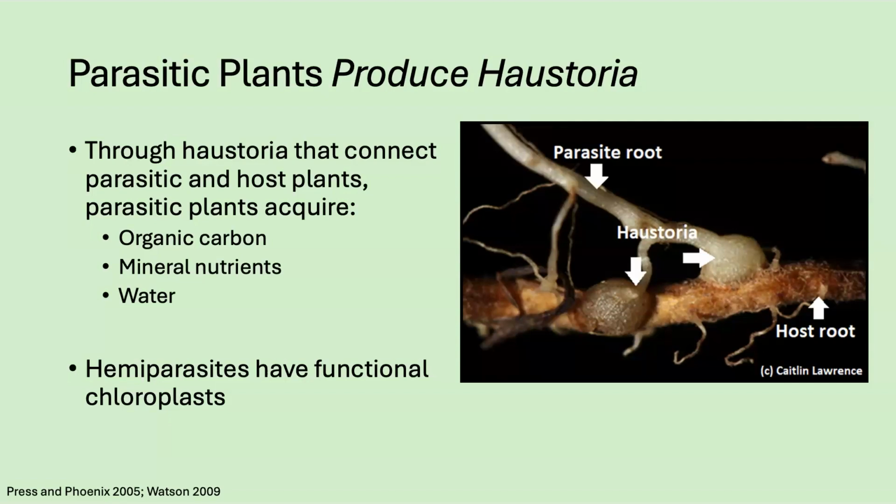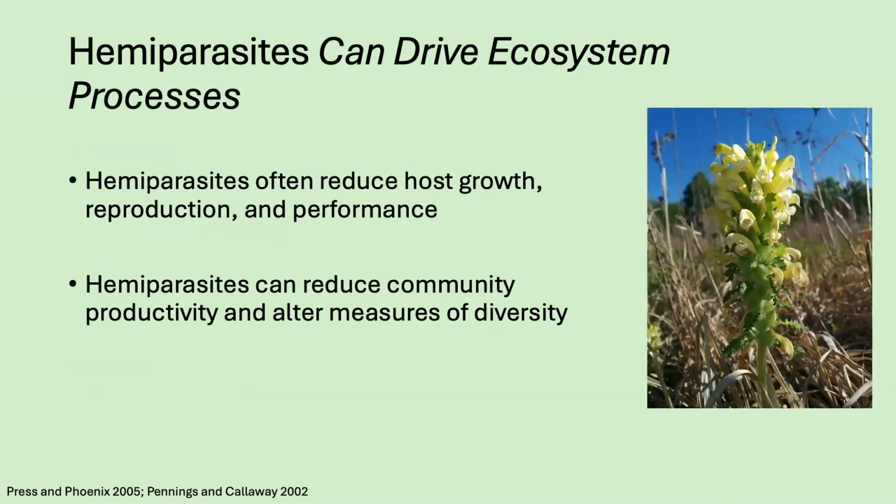Specifically, though, I am going to be focusing on a hemiparasite. Hemiparasites feed off the host, but they also have functional chloroplasts and perform photosynthesis. There are many species of hemiparasites, lots that can attach to roots, and that can be abundant in prairie ecosystems, where they can help drive ecosystem processes.